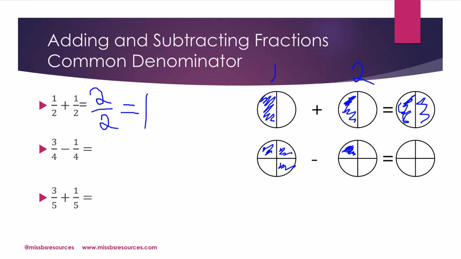Now, 3/4, so 3 slices, and you're taking away 1, you're eating 1, would leave you with 2 slices. Now these 2 slices leave you with 2 out of the 4. So we've got 2 over 4.